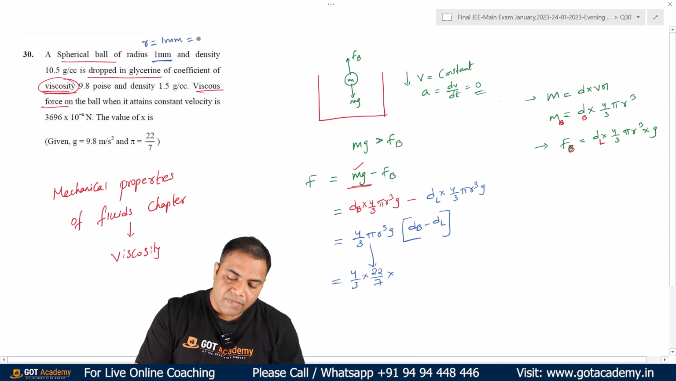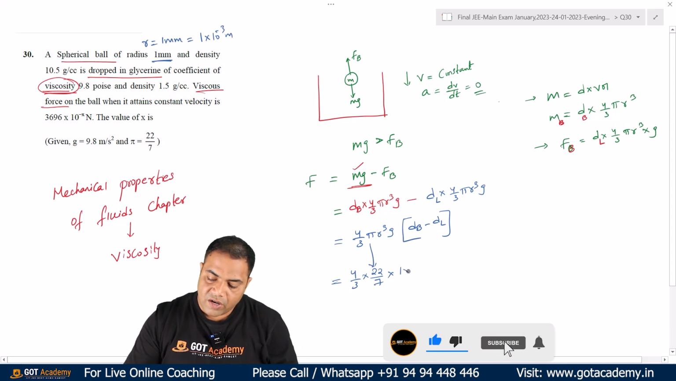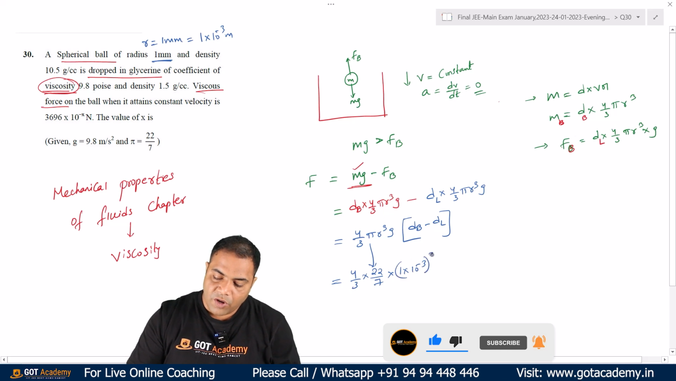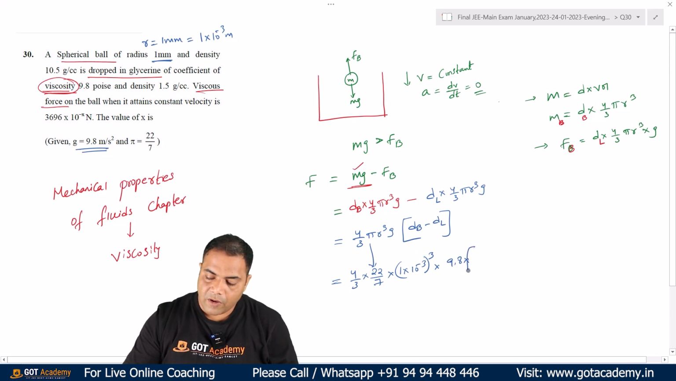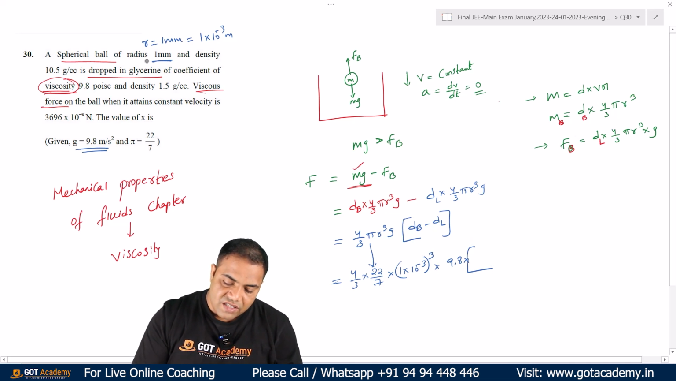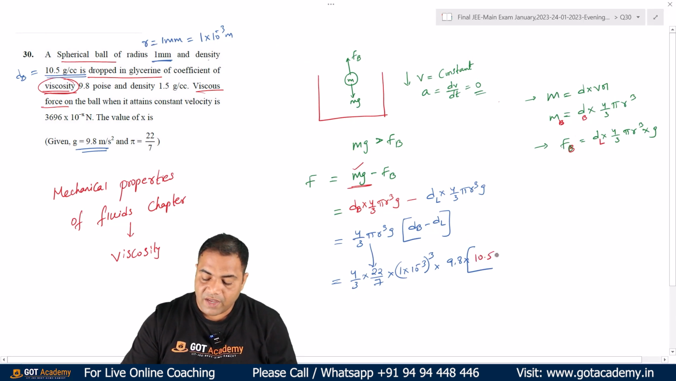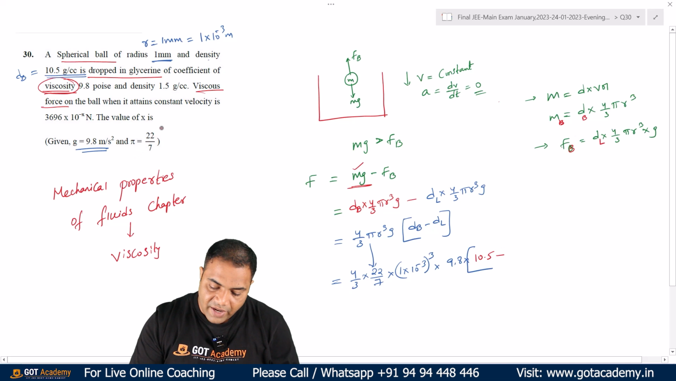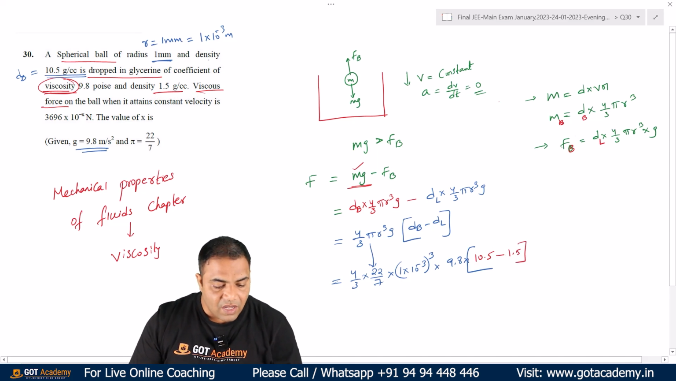What does milli mean? Milli in the sense 10 power minus 3. So here I could write it as (1 into 10 power minus 3) whole cube. Coming to the value of g, it was given as 9.8. Now look at the question: the ball has a density of 10.5 gram per cc. So the density of body is 10.5, whereas the density of liquid was given as 1.5 gram per centimeter cube. With this data, we have to calculate the force.